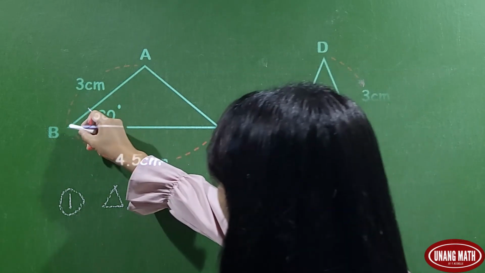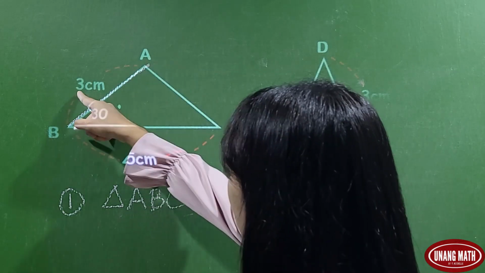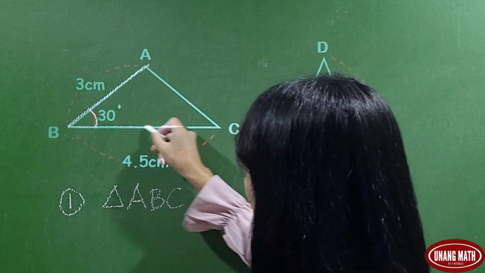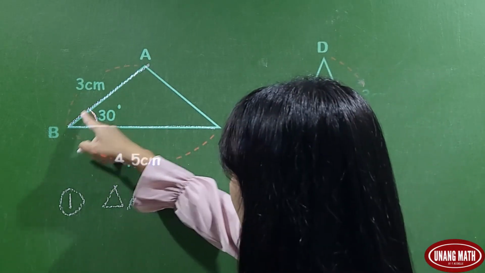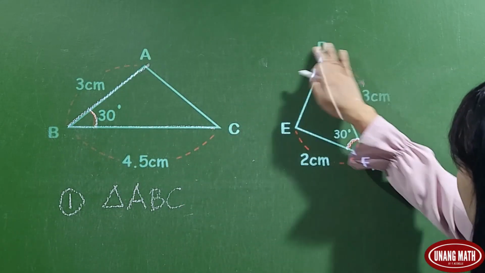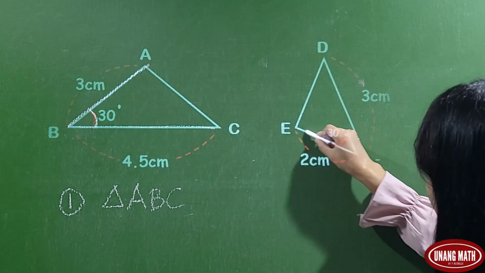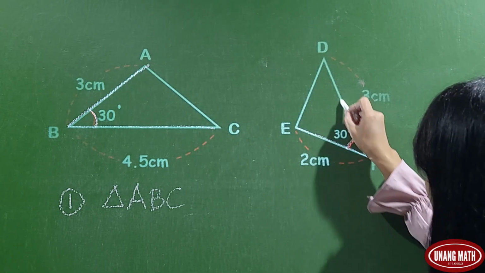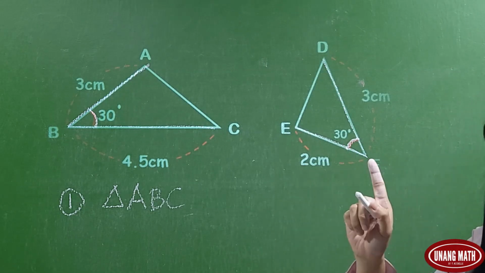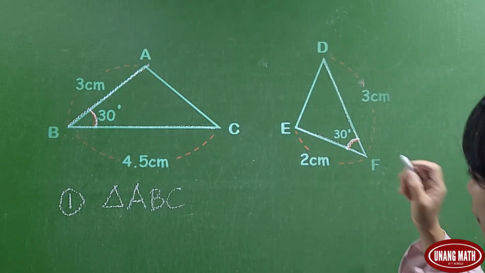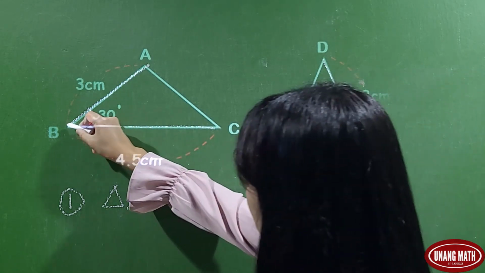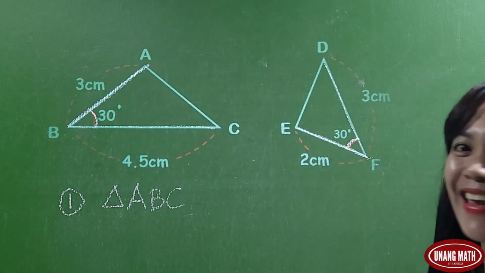So, if we consider this side, it is 3 centimeters, and this side is 4.5 centimeters. So this is shorter and this is longer. Okay, take a look at this triangle. This side is 2 centimeters and this is 3 centimeters. So it means this side is shorter than this side. So it means FE, or this side, corresponds to this side BA.